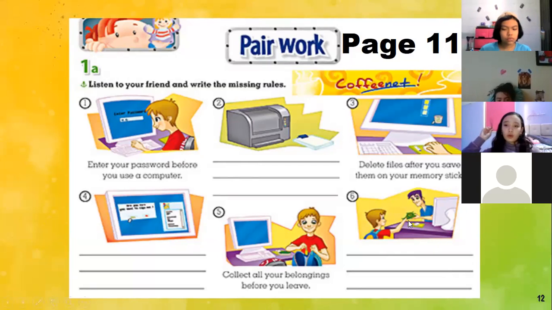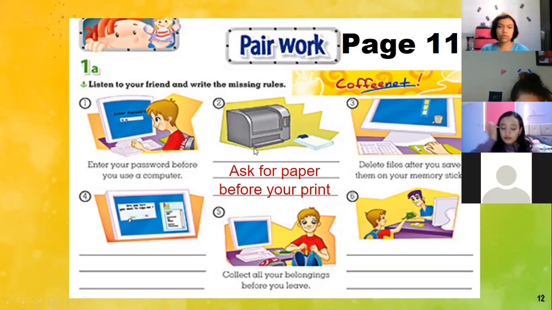Okay, excellent. Listen to your friends and write the missing rules. In the first step, this one is enter your password before you use a computer. Okay, you enter your password before you use a computer, and then the computer opens all the windows, yeah? Okay, so let's see. The second step, what is this one? Ask for paper before you print. Yes, this one is the second step.